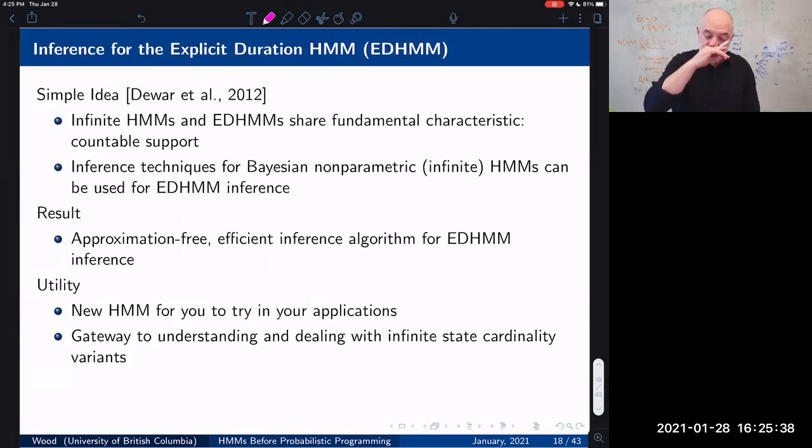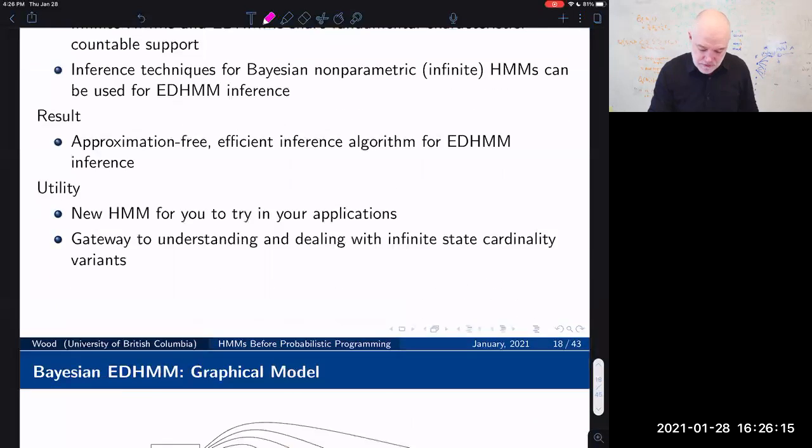And this relates to what we were talking about in that these infinite HMMs and the explicit duration HMMs that we are going to talk about share a fundamental characteristic, and I think it's easier to talk about that characteristic in the case of explicit duration HMMs because I don't have to explain Dirichlet processes and hierarchical Dirichlet processes and how to do inference in those, which is like an entire course. But we can talk about the inference techniques that one would have to use in the EDHMM, basically using the tools from infinite HMMs. And you get a nice approximation-free, efficient inference algorithm for EDHMMs. Okay, and you can try this in your application, so on and so forth.